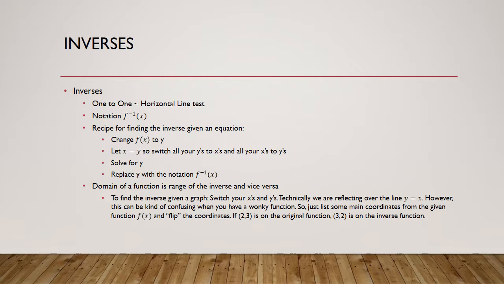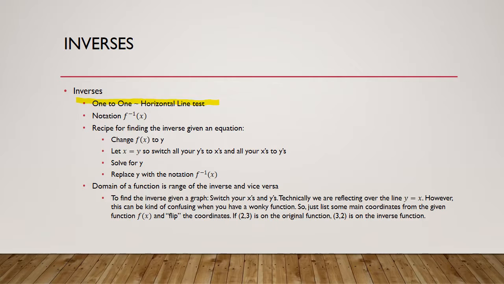How do we know if a function has an inverse? Does every function have an inverse? No. So first we're going to look at the first property of inverses. When a function has an inverse, it's called one-to-one. And to be one-to-one, your function has to pass the horizontal line test.